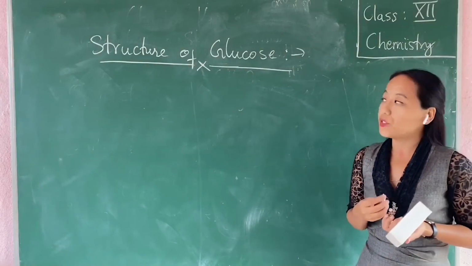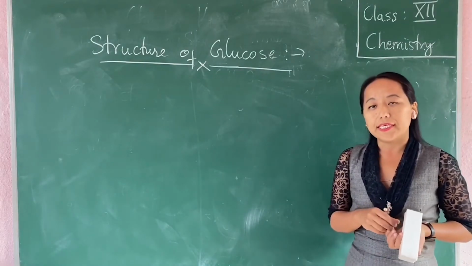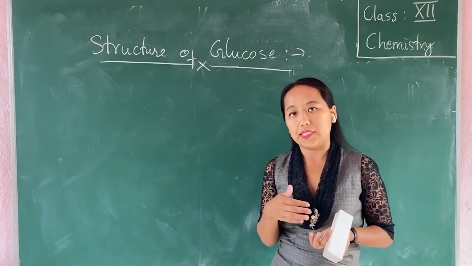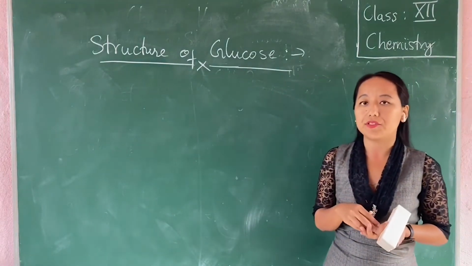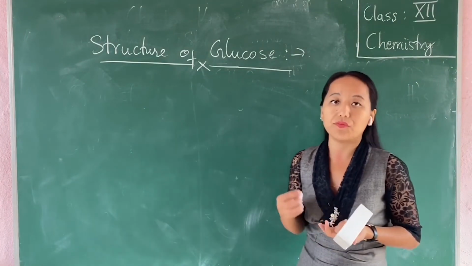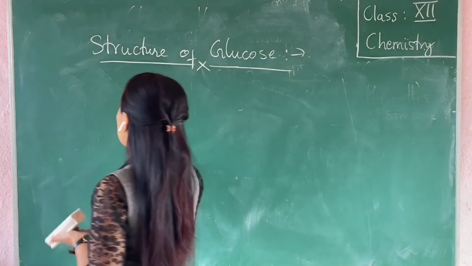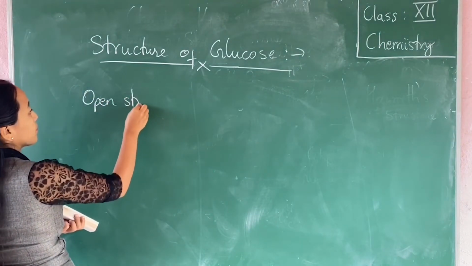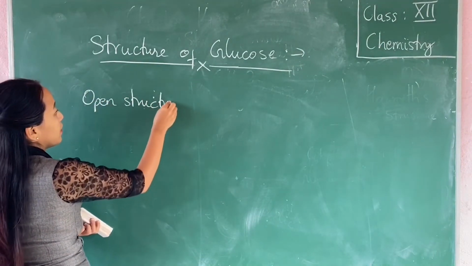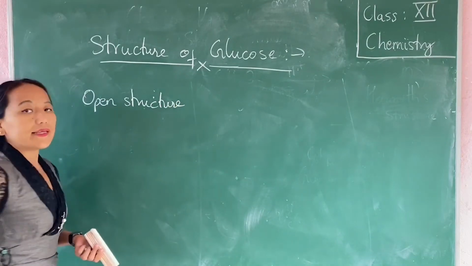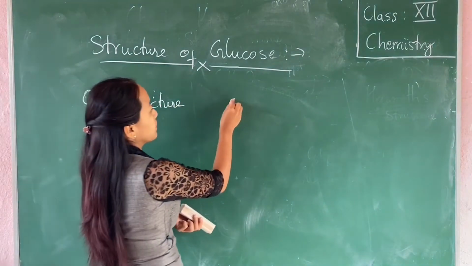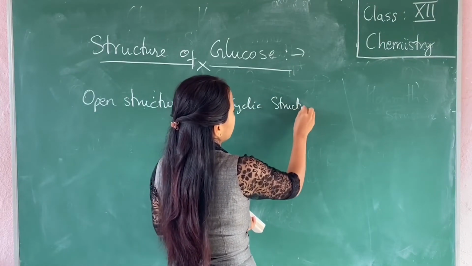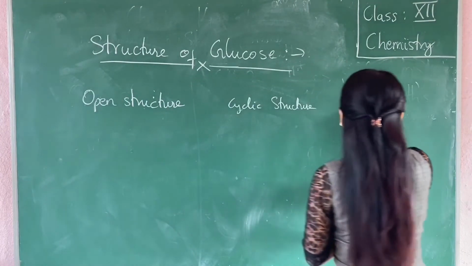Okay, now let us come to the structure of glucose. Before I go into detail about the development of the structure, let me give you an overall idea about the different ways of writing the structure of glucose. The first one is the open structure. And then there is the cyclic structure and Haworth structure.